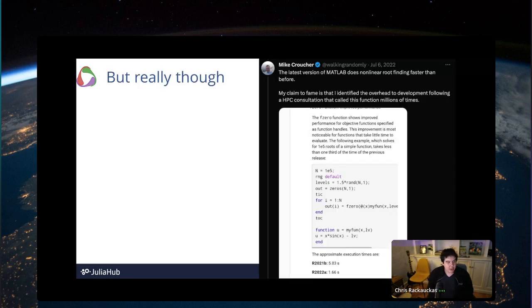And how fast does it end up being? Well, to really understand the performance difference here, one way is to look at this tweet that came out of MathWorks. They described how for this nonlinear solve problem, it's an interval root finding problem this time, they said, okay, we went from 5.8 seconds to 1.66 seconds on a recent MATLAB, and they're proud of this benchmark. So what we said was, well, what happens if we solve the same problem?